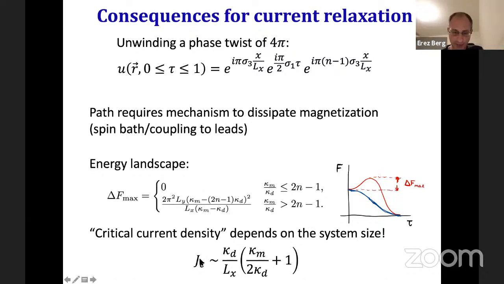And this critical current goes inversely with the system size. So it's really a mesoscopic critical current. That's kind of unusual. Usually in a superconductor you have a finite critical current density. Here it's mesoscopic, and it depends on the ratio between these two stiffness parameters, kappa m and kappa d. And the reason for that is very simple. The more stiff the spin is, the higher the critical current. It costs more to twist the direction of the spins.